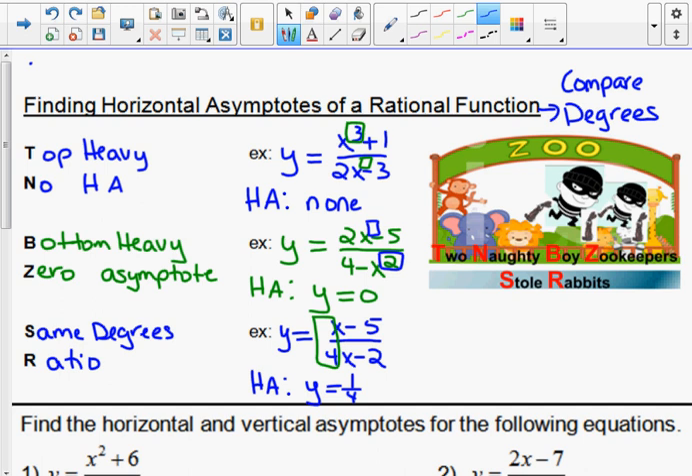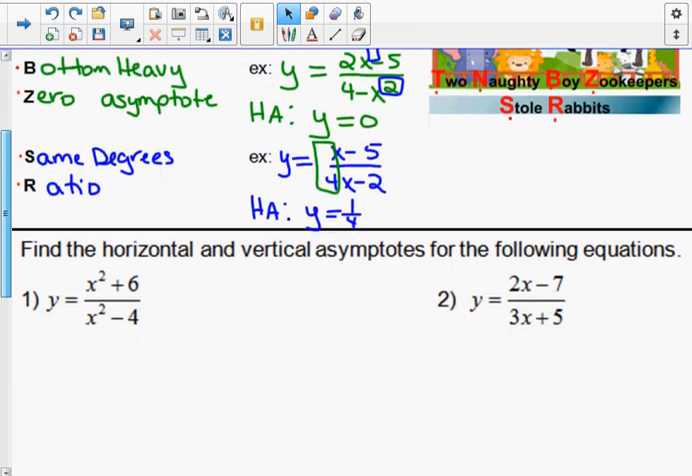Now this may seem like a lot of information to have to remember, so we have a little picture to the right to help you remember all this relationship. So we have T, N, B, Z, S, R. To help you remember, 2 naughty boy zookeepers stole rabbits. Shame on them. So let's look at some examples.